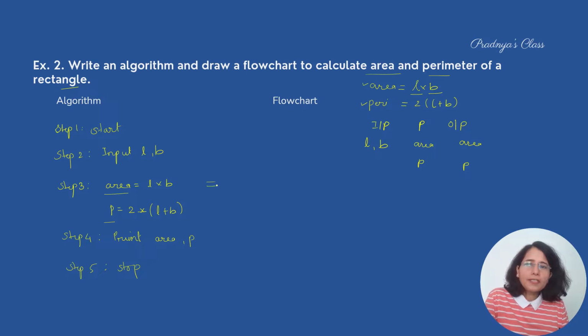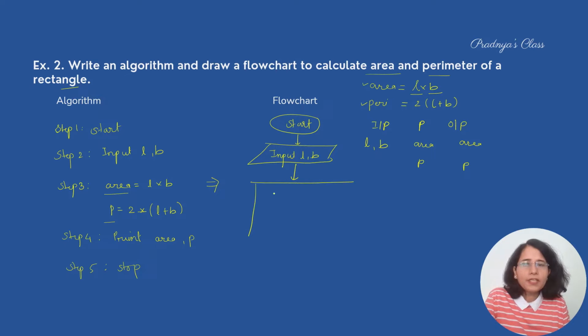Now look at the steps in the algorithm and try to draw the flowchart. The first step is start. For that we take the oval symbol. For input we need to take the parallelogram and write the instruction into it. Input L, B. The next step is the processing step. For that we need a rectangle. So the first formula we have to write in the processing is area, and the second is perimeter. So write down the formula for it.